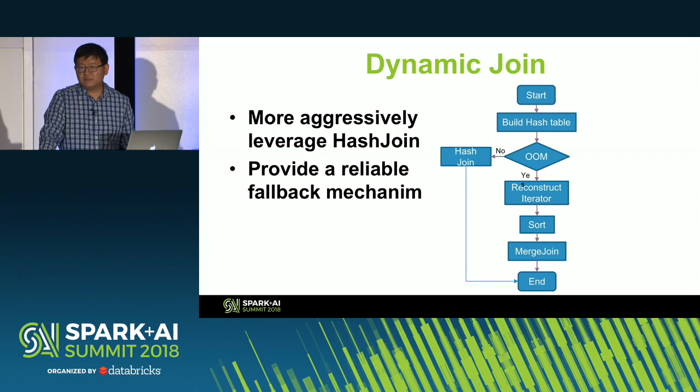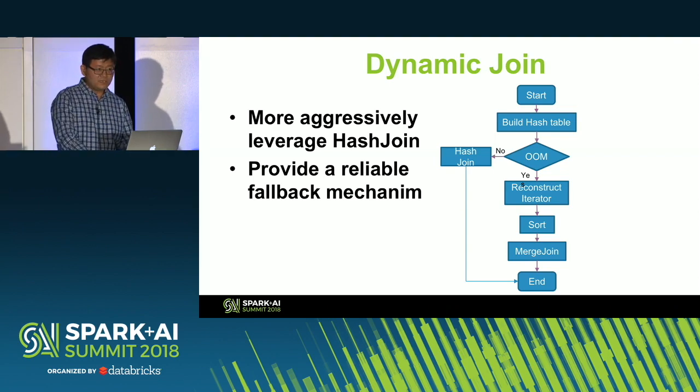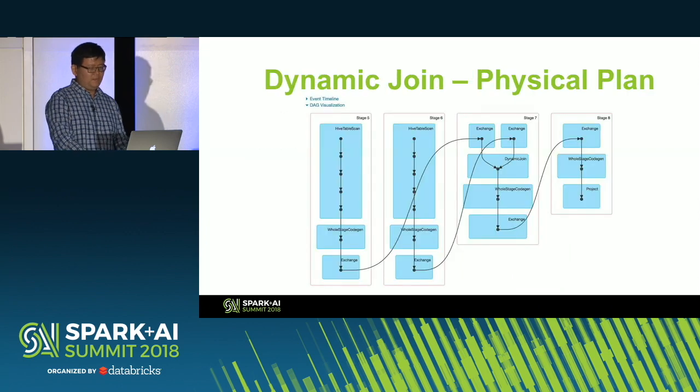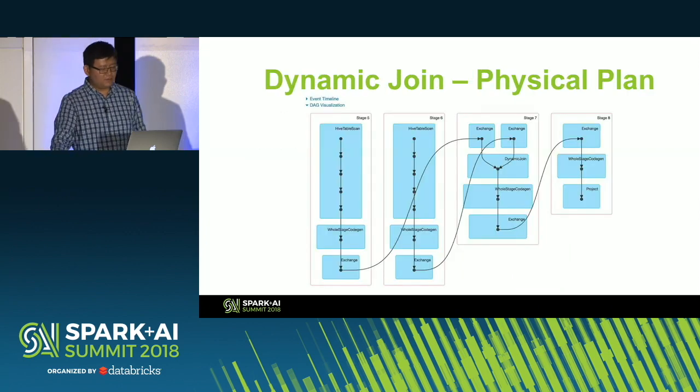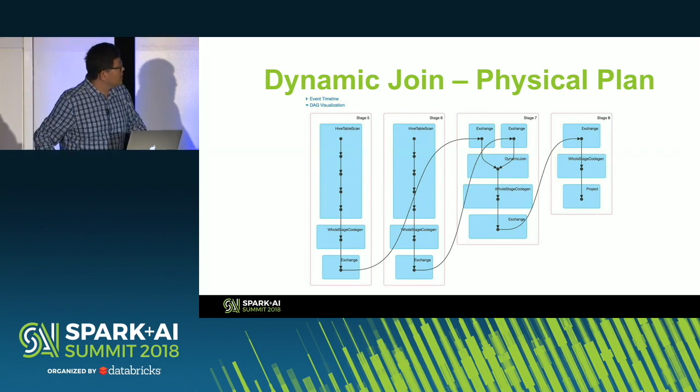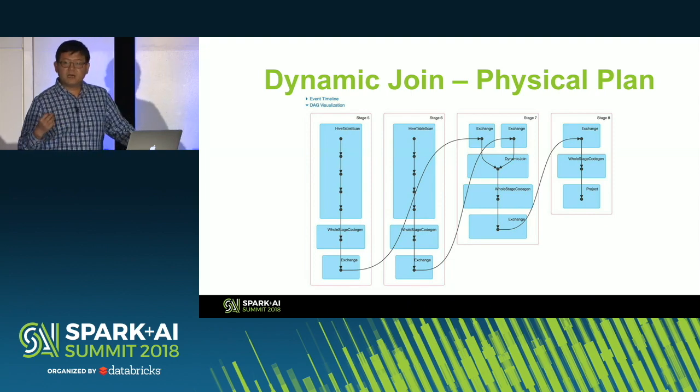The actual overhead here is that if we fall back to the sort merge join, the hash build-up phase is wasted. But it improves our reliability in production. With this fallback mechanism, we can actually leverage the ShuffledHashJoin more aggressively. Here is the physical plan for our dynamic join operator. In the middle is the dynamic join. You can think of it as a combination of the ShuffledHashJoin and the sort merge join. It's a fallback mechanism.